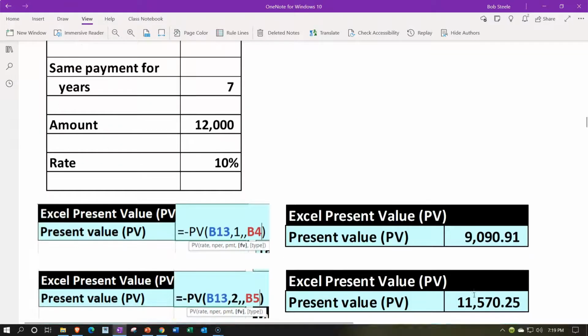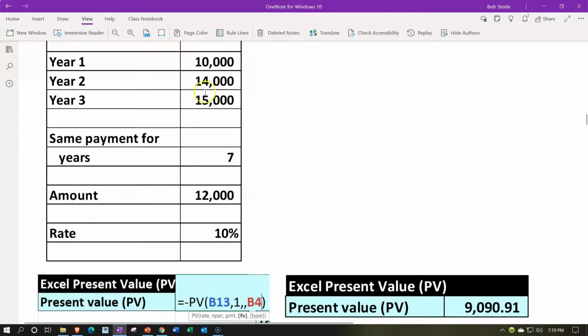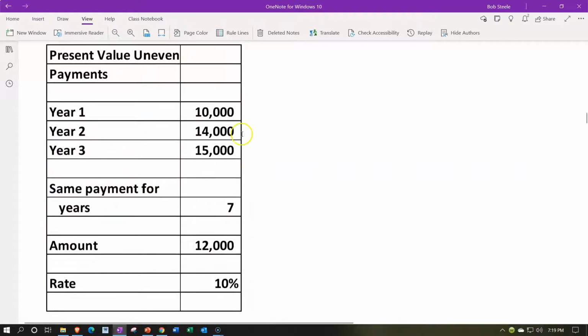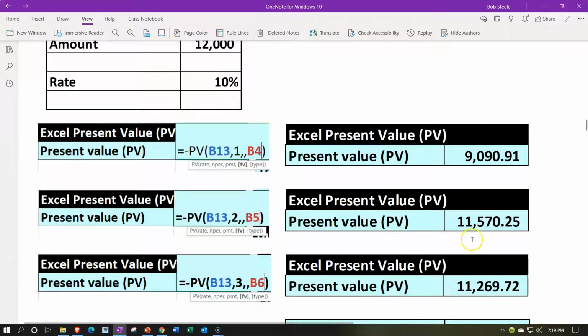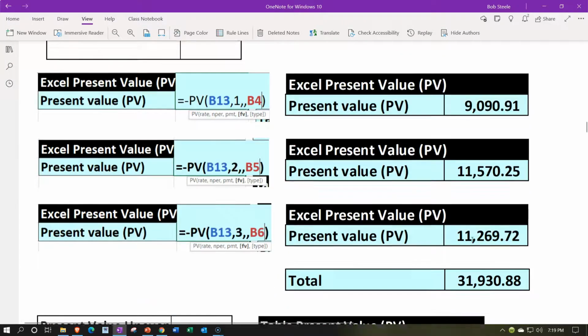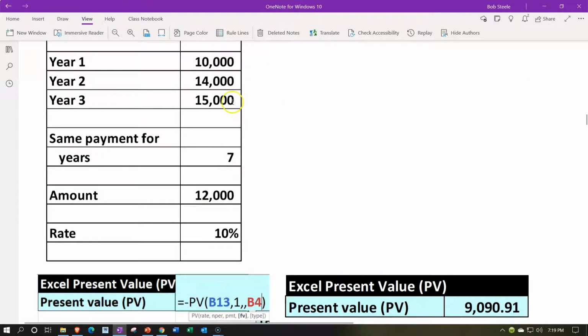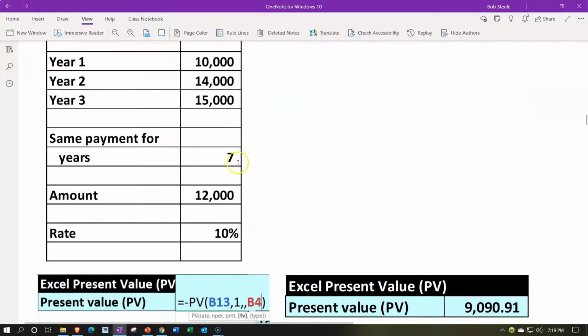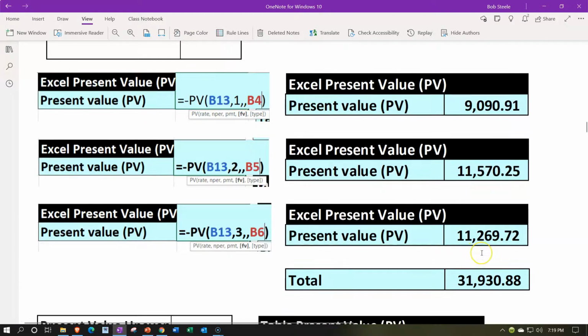If we did that for the second one, same kind of thing. We'd say the second payment 2 years out, 14,000. The rate, we'd pick up the 10%, comma, the number of periods, then 2, comma, comma, because we want the future value this time being the 14,000, that giving us once again 11,570.25. And then we have the next one, which is year 3. So we're picking up the 15,000 year 3. We have the rate 10%, number of periods now 3, comma, comma, future value, this time being that 15,000. That then giving us the 11,269.72. These 3 then adding up to, once again, the 31,930.88.